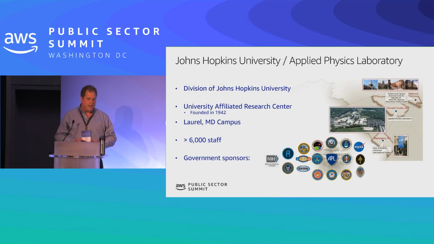So quickly about me, I work for the Applied Physics Lab. It's a division of Johns Hopkins University. We have around 6,000 members, 6,000 plus members. It's in Laurel, Maryland, and we work with all of those sponsors down there in that bingo diagram you see.